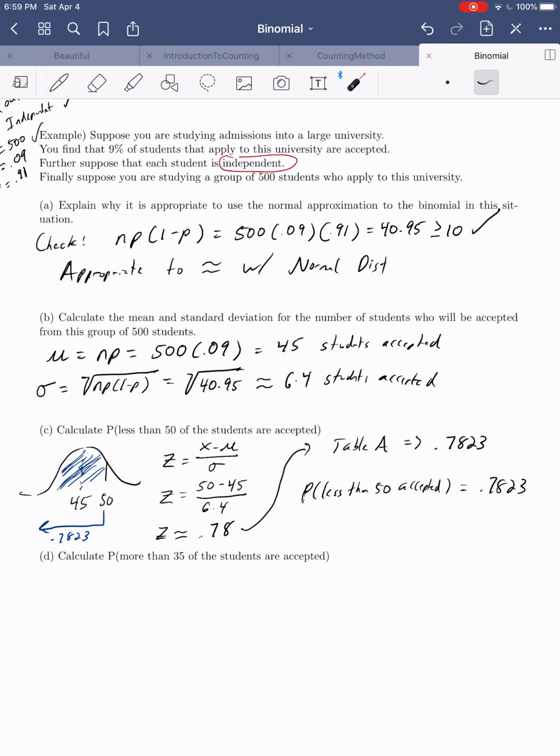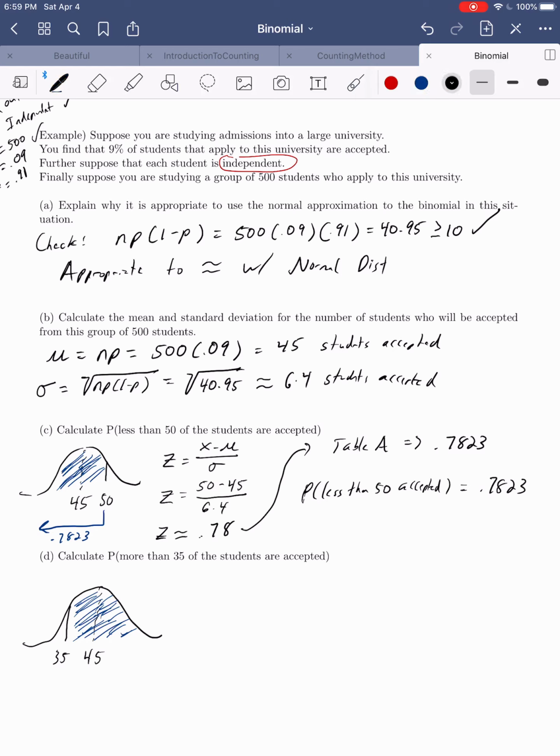All right, let's try this again. Let's try to calculate the probability that more than 35 are accepted. So same idea, draw your bell-shaped curve. Put the middle at the mean. Now we're interested in 35. So we'll put 35 over here because it's smaller than the mean. And we want more than 35. So this time we'll be shading in to the right because we want more than 35 to get in here.